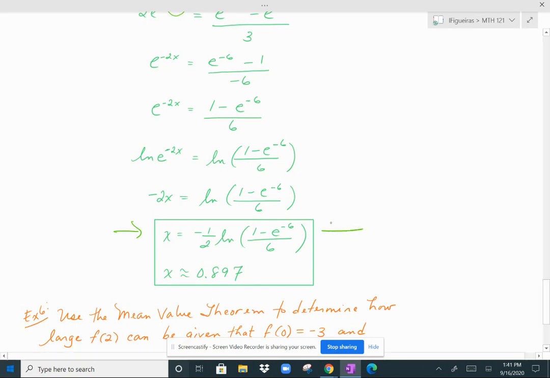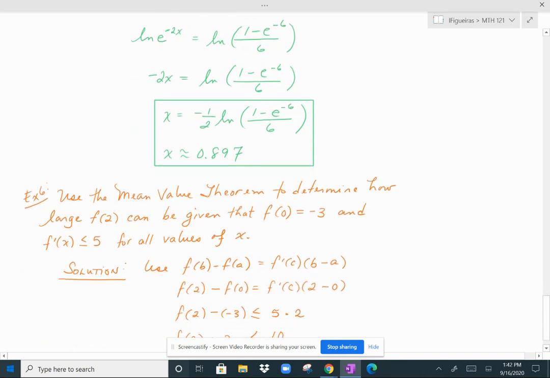So this is an exact answer. It would be probably pretty difficult to guess what that would be to make sure it falls within your interval. So if you use a calculator here, you would get that value is approximately 0.897. And remember, our original interval was from 0 to 3. This falls within 0 to 3. So you have found the value that satisfies the mean value theorem.